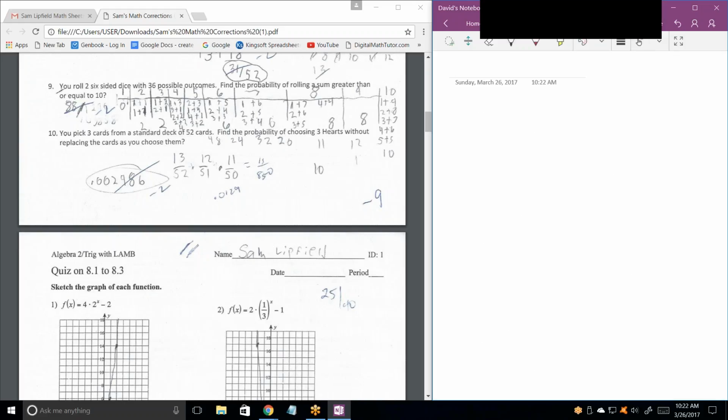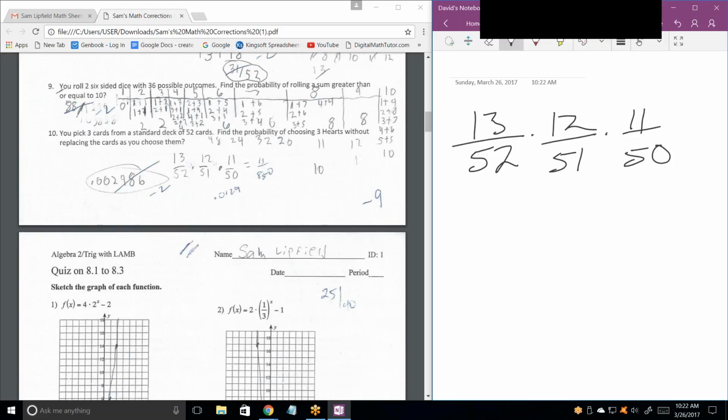Another one where I see lost points. You pick 3 cards from a standard deck of 52 cards. Find the probability of choosing 3 hearts without replacing the cards as you choose them. So remember, there's 13 hearts in the deck out of 52. So we got 13 divided by 52. Now, since we're not going to replace them, you've done it exactly correctly. It's 12 times 51 times 11 divided by 50.